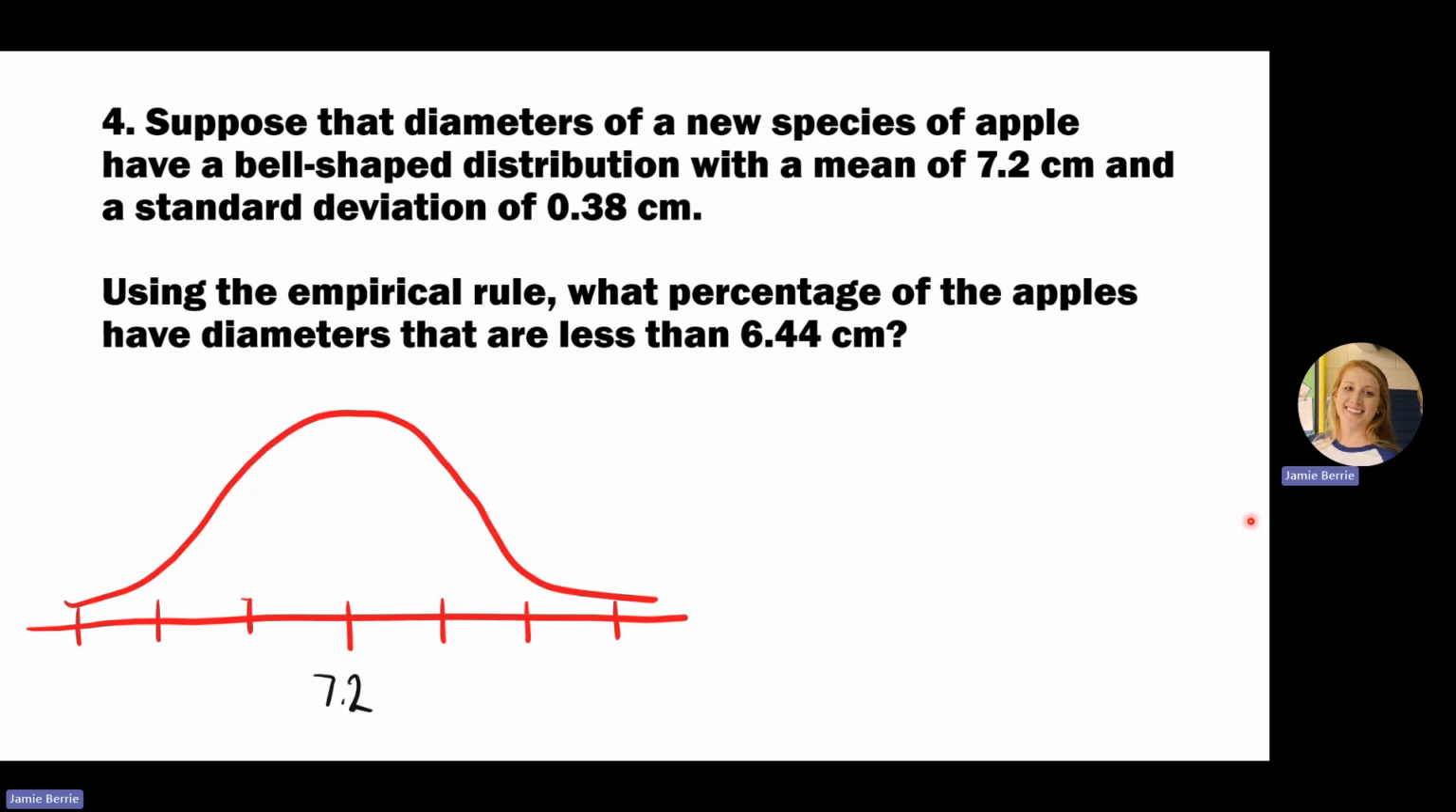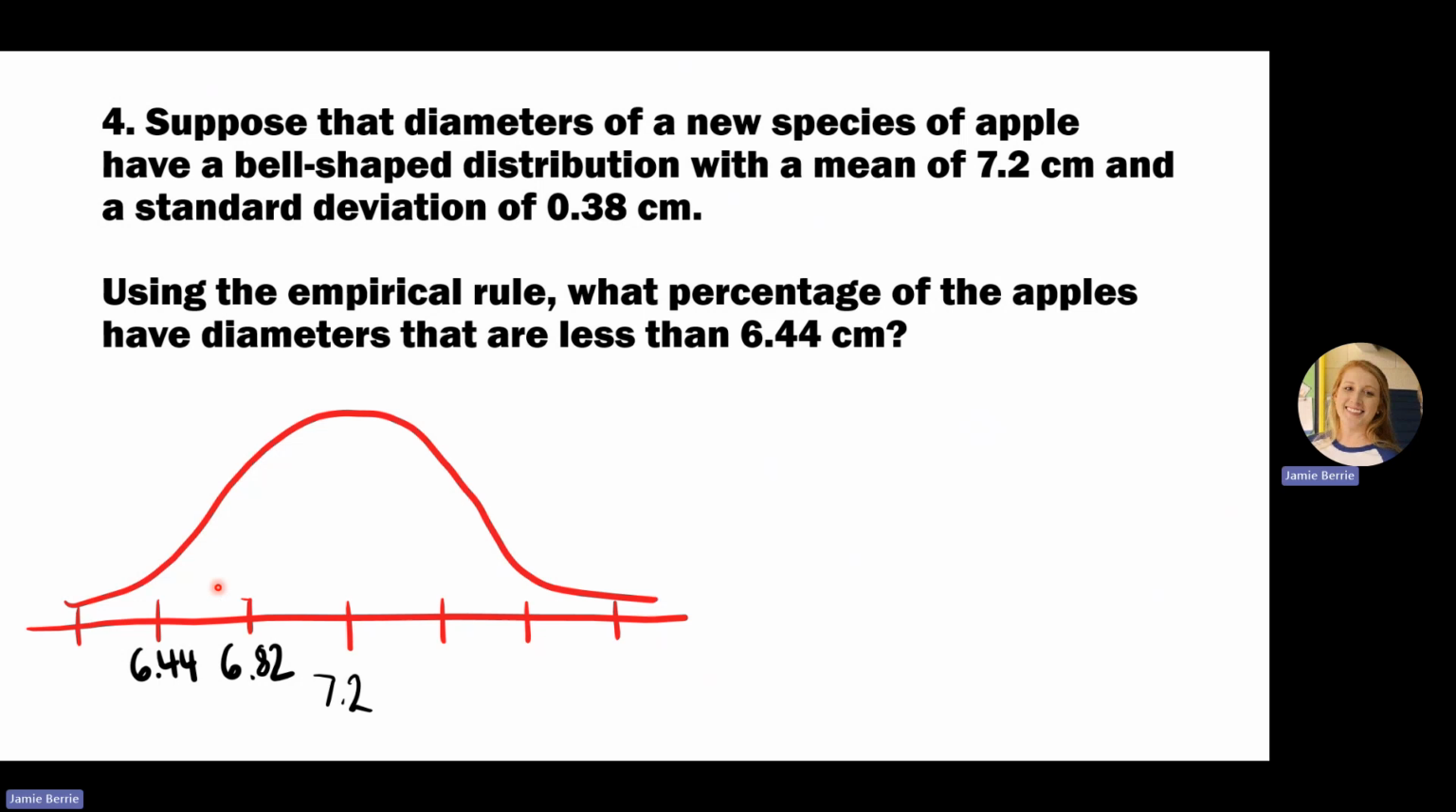Put your mean in the middle and then start adding or subtracting. I'm going to fill in the left-hand side first since that's the number I was looking for, 6.44. That's less than the mean, so I'm filling in the left-hand side first. It really doesn't matter which side you fill in first. If I subtract 0.38, that gives me 6.82.